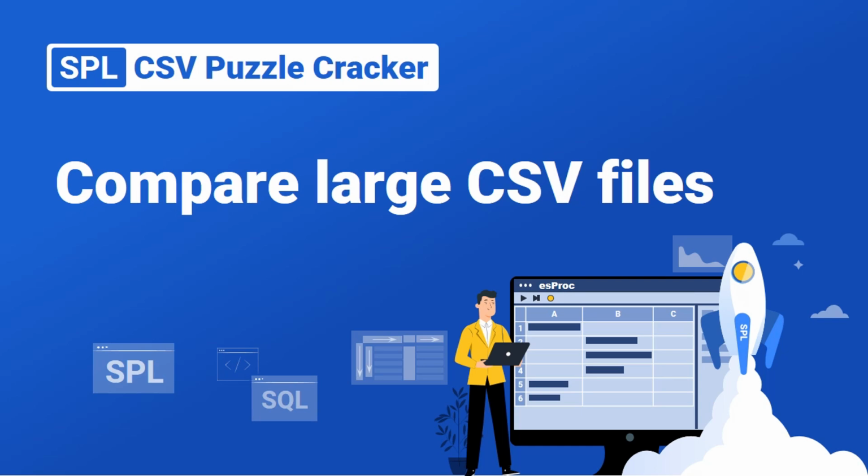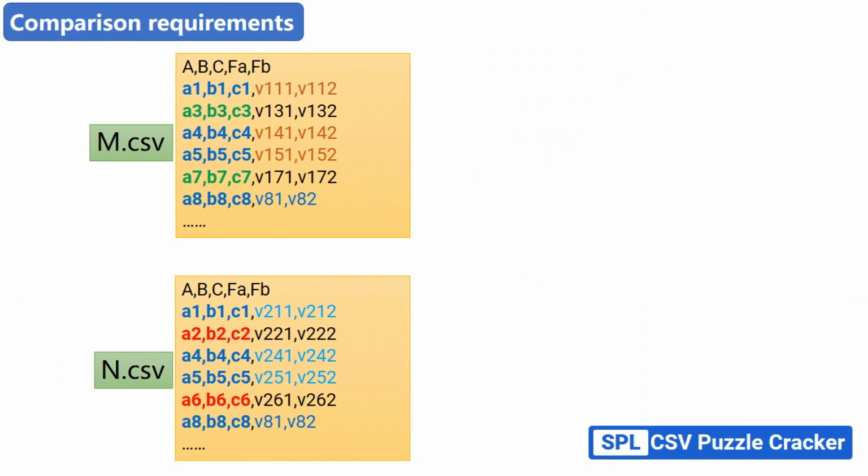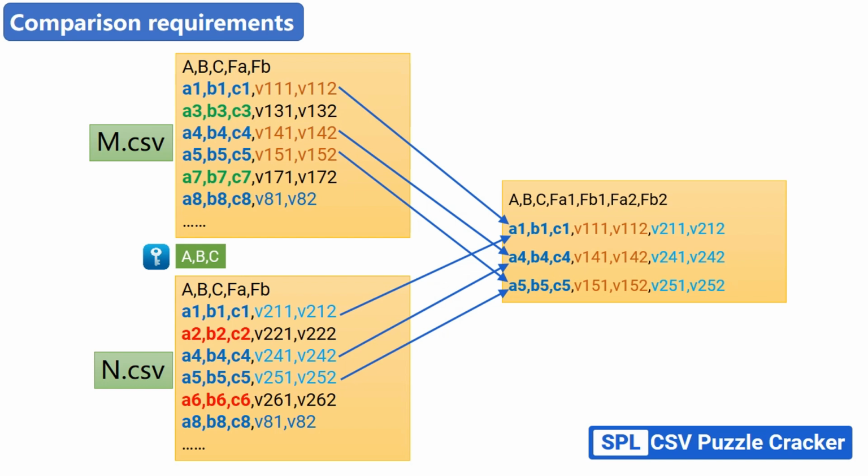Compare large CSV files. We often encounter the need to compare data, and here are two large CSV files, m.csv and n.csv, which all use A, B, and C as the primary keys, and we want to compare them to find the following data.